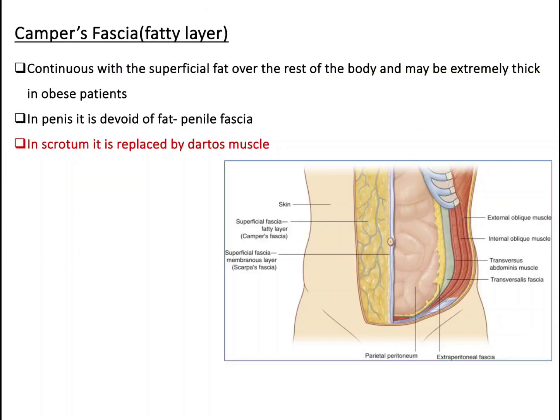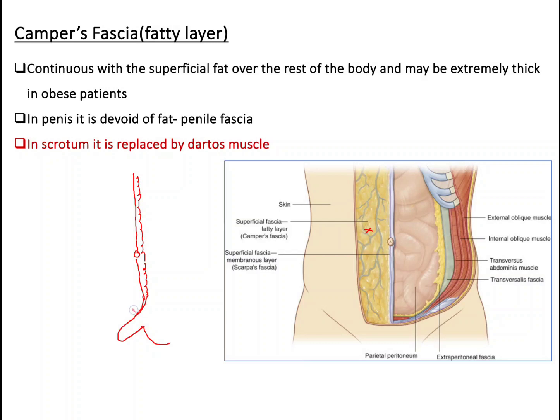The superficial fatty layer of the anterior abdominal wall is continuous with the fatty layer of the rest of the body. Two or three points you should remember. In males, what happens? If I draw like this, this is the anterior abdominal wall, we have the umbilicus coming like this, and here we have the penis and scrotum. This is the superficial fatty layer.